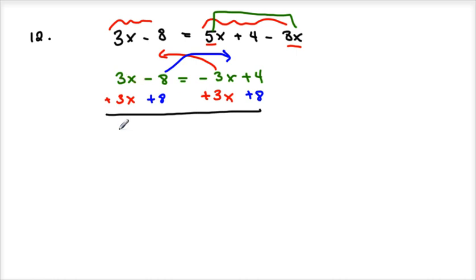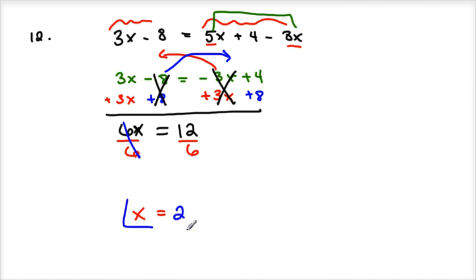So 3x plus 3x is 6x. -8 plus 8, see you later, we got nothing left, equals -3x plus 3x, that goes away also, +4 and +8, we get a +12. Alright, so now we got 6x equals 12. I don't want 6x, I just want x. So I want to get x equals, divide both sides by 6. My 6's simplify, leaving me with x equals 2 as my final answer.